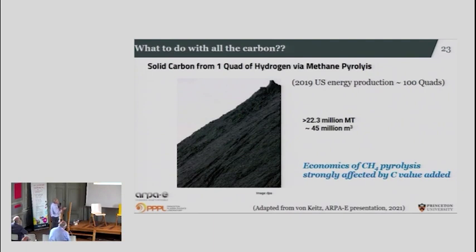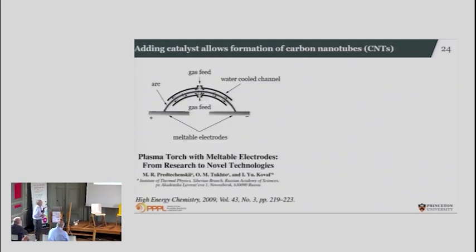So solid carbon from a single quad of hydrogen, which is about 1% of the US consumption, is many millions of metric tons of carbon. So what are you going to do with this? The carbon black market's too small to absorb all this carbon. And so we started working with ExxonMobil at Princeton. They're not interested in the carbon black market, it's too small. And so the answer is to try to make carbon nanotubes.